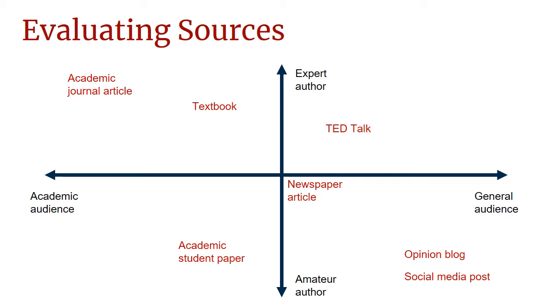So as we work as students, we want to get things that are written as much as possible by experts and for an academic audience. But sometimes it's harder to read those sources, so we might use things sometimes like newspaper articles and TED Talks to get our information. But we almost always would avoid opinion blogs and social media posts, unless there's a good reason to use them to show people's opinions. They're not good, reliable sources.